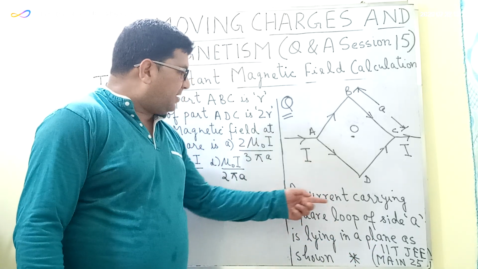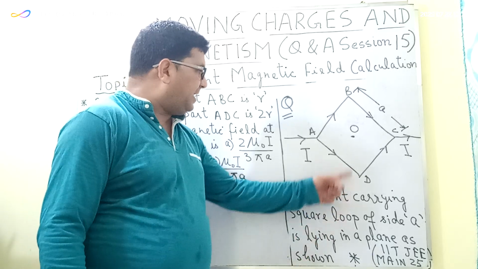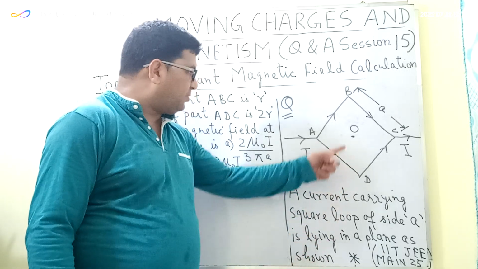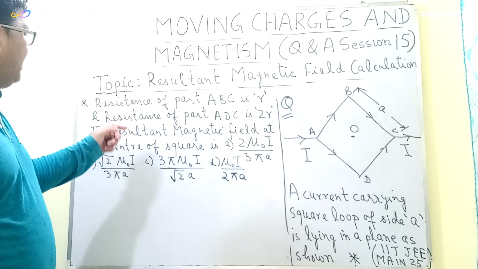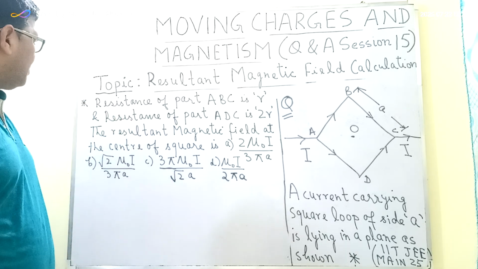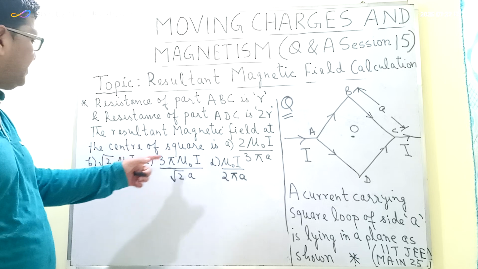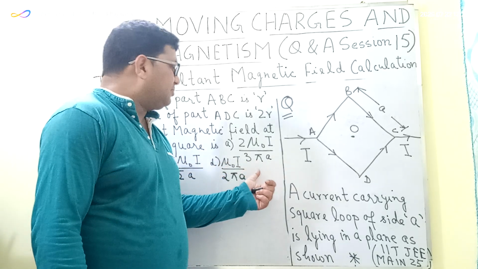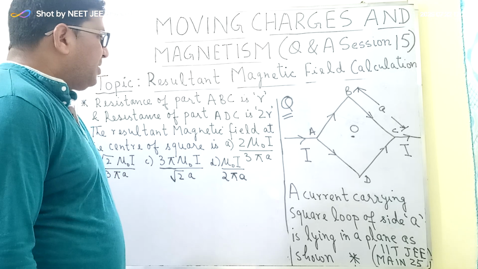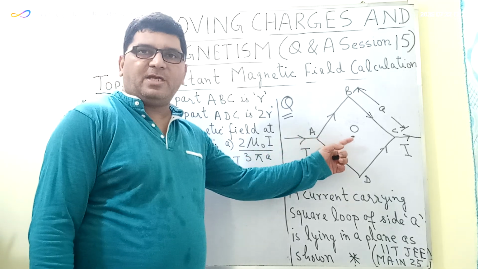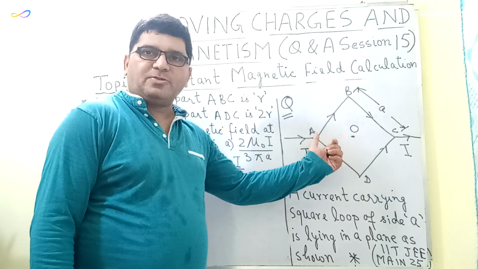The question here is: a current carrying square loop of side A is lying in a plane as shown in this figure. The resistance of the part ABC is R and the resistance of the part ADC is 2R. So the resultant magnetic field at the center of the square is? तो यहाँ चार ऑप्शन दिए गए हैं and we have to find the correct option. So in order to solve this question, we have to follow certain steps.